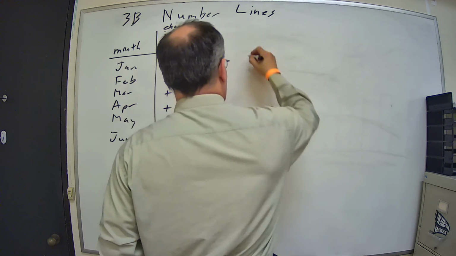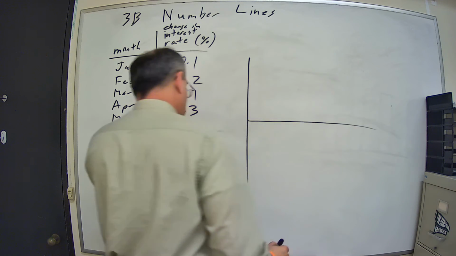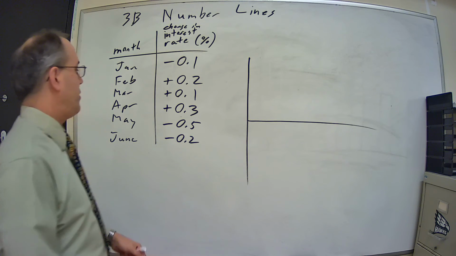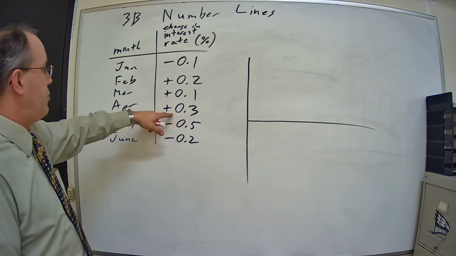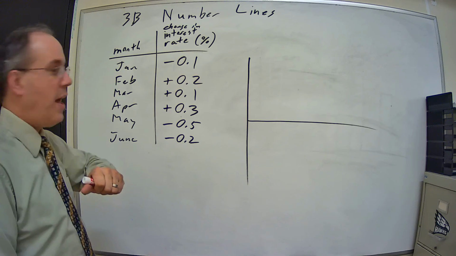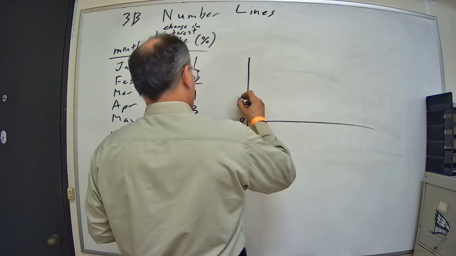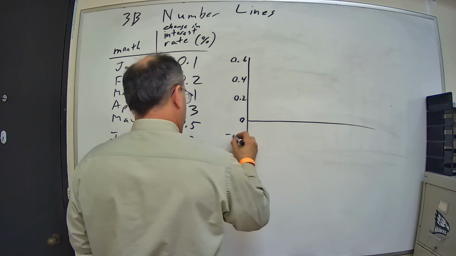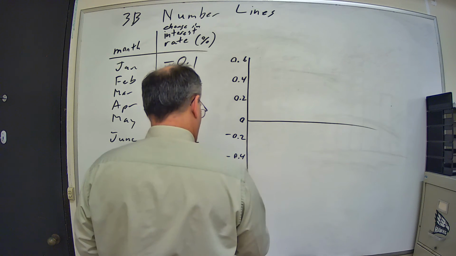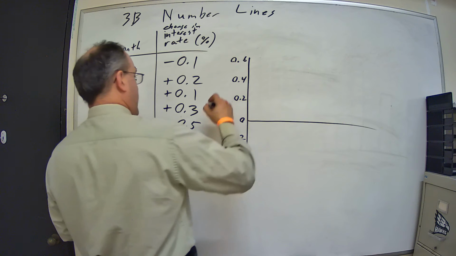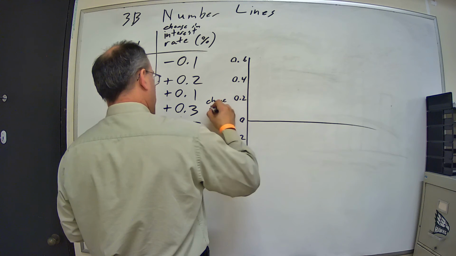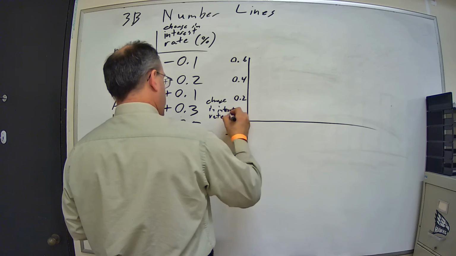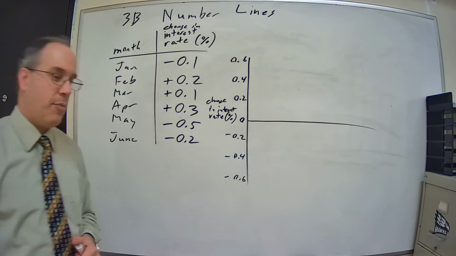So how would we graph that on a bar graph? Well, we have some up and some down, some negative, some positive. So we're actually going to start in the middle there. The largest positive was 0.3, the largest negative was negative 0.5. So I'm just going to go 0, 0.2, 0.4, 0.6, negative 0.2, negative 0.4, negative 0.6. So that's the change in interest rate as a percent. So I just labeled that.